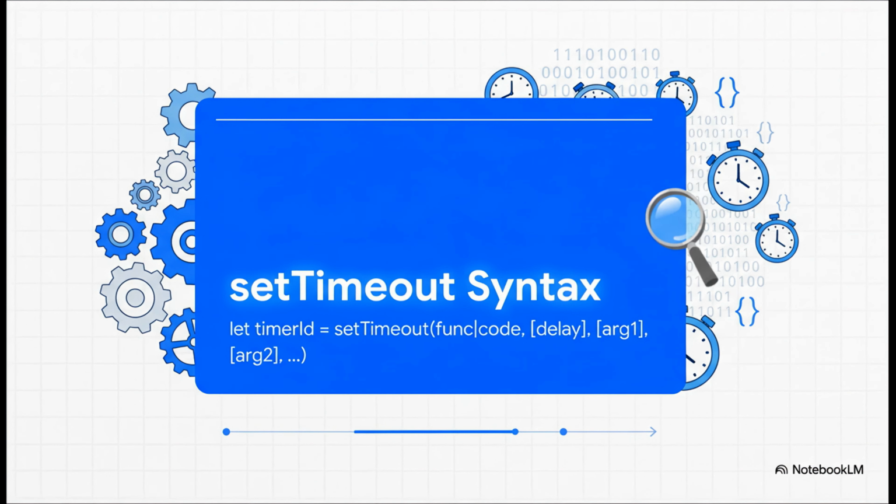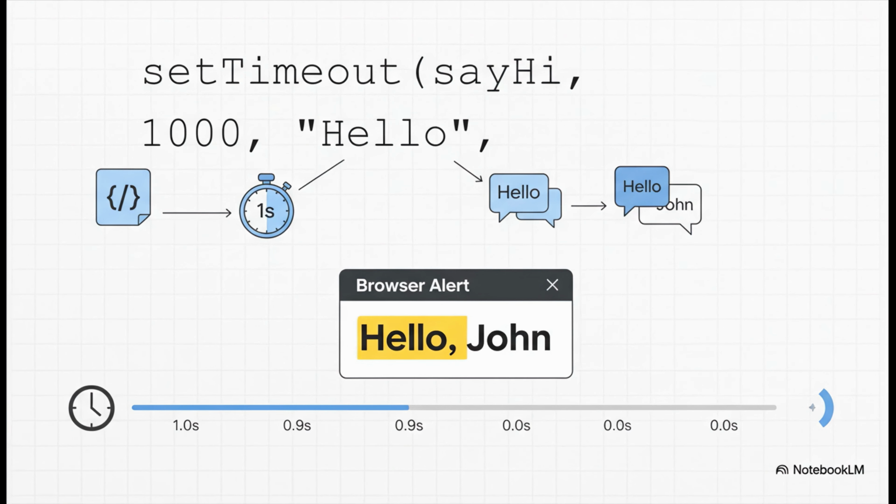The syntax is actually pretty simple. First, you give it the function you want to run. Second, you give it a delay in milliseconds. And remember, 1,000 milliseconds is 1 second. And after that, you can tack on any optional arguments you want to pass to your function when it finally gets called. Let's look at it in action.